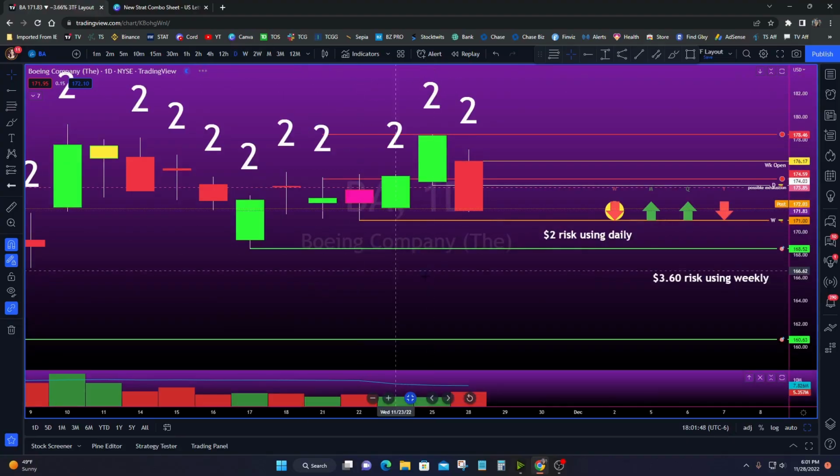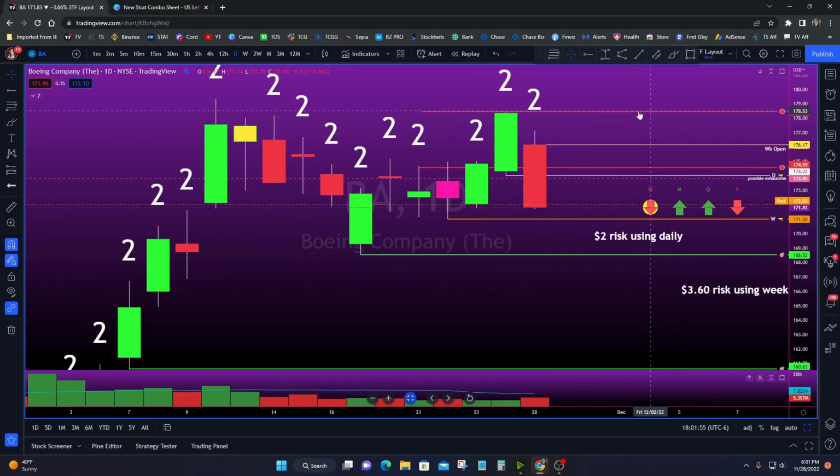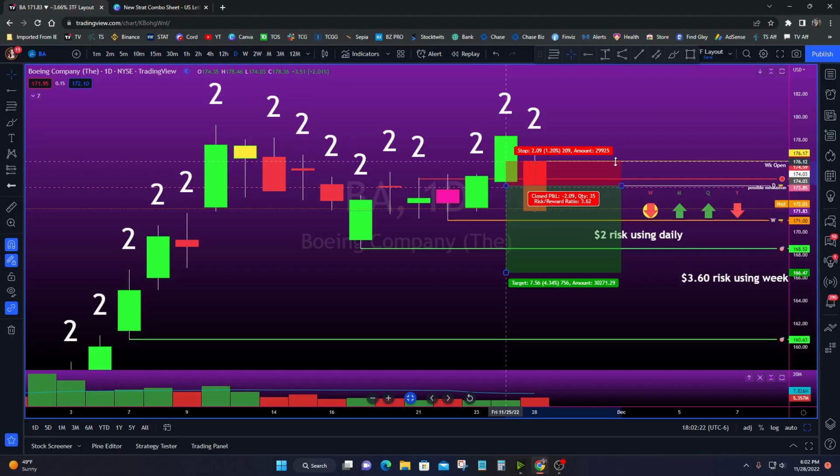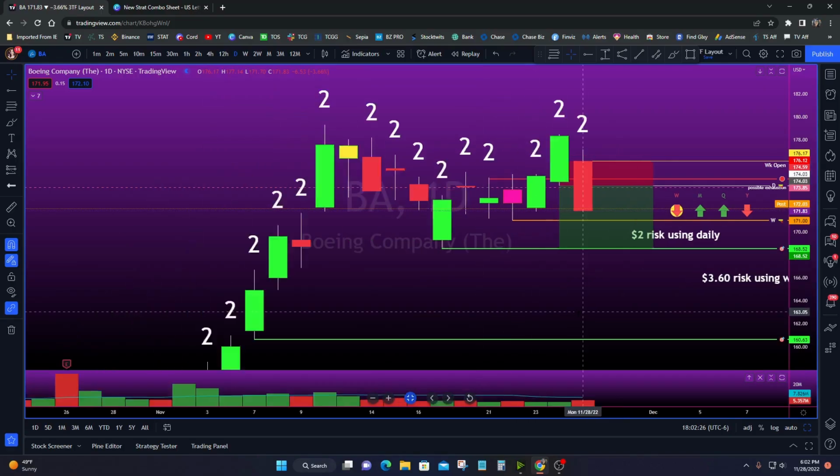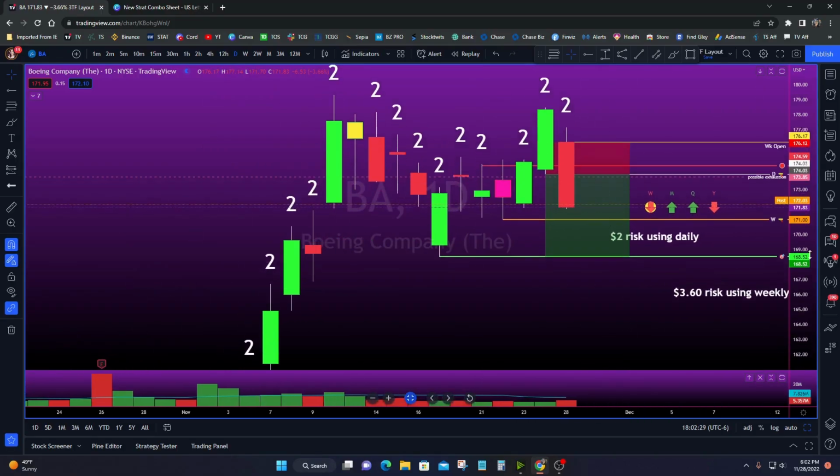So let's go back to the daily real fast. And we're going to ignore this stop all the way up here. That was the weekly stop using the high of the previous week. We want the less risk and most reward. So if we get our short position tool, our risk is here. Our reward is here. So this is a 2.6 to 1, and it gets you in early.